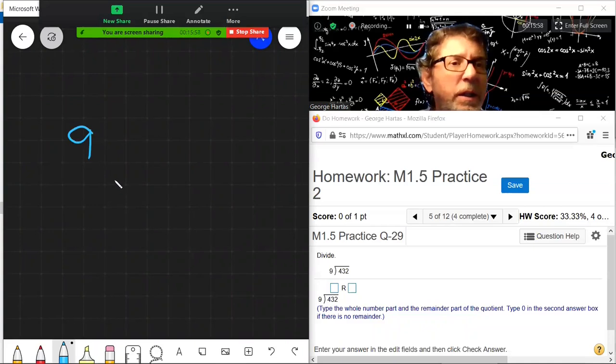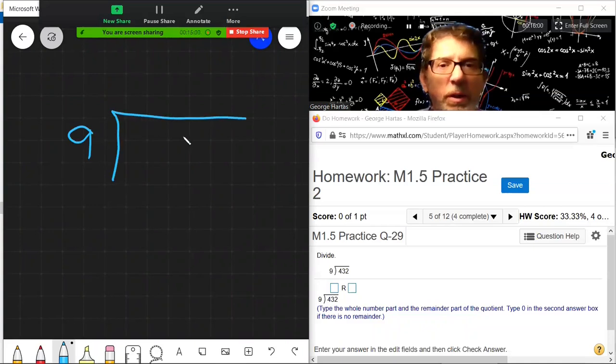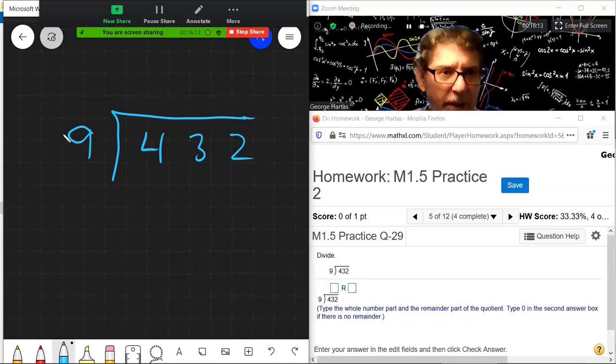9 divided into 432. Can 9 divide into 4? Nope, so we'll leave this blank. Can 9 divide into 43? Yes, it can. 9 divides into 43 4 times, and you put the number right over the right-hand digit. Okay, put the quotient right over the right-hand digit.